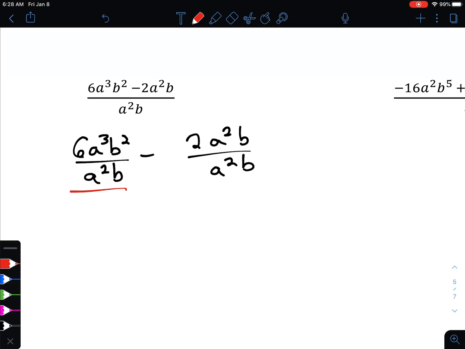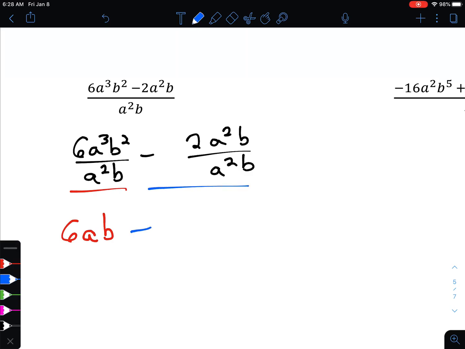Okay, so let's go ahead and simplify this first fraction. Let's go variable by variable. We have a cubed over a squared. That's 1 more a on top. We also have b squared over b. That's also 1 more b on top. And the 6, we don't have to do anything with that to simplify. So the first fraction just becomes 6ab.